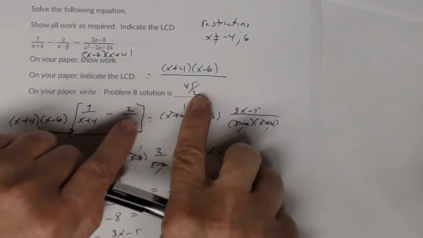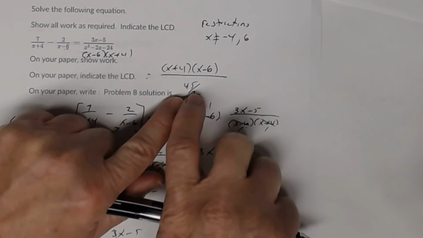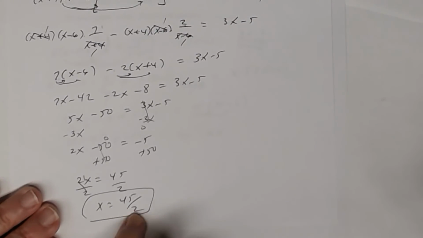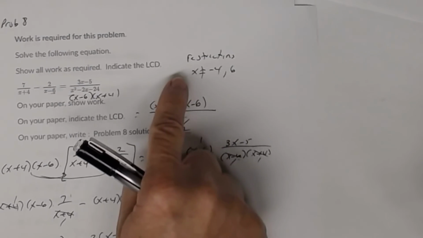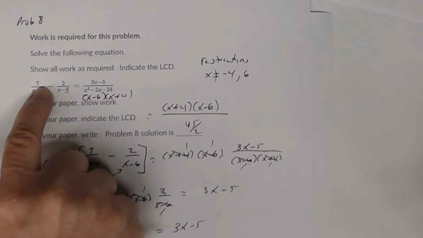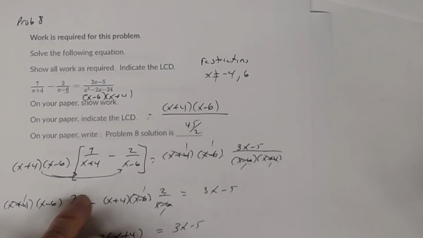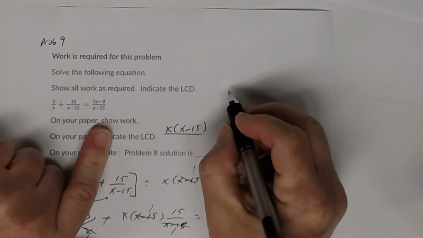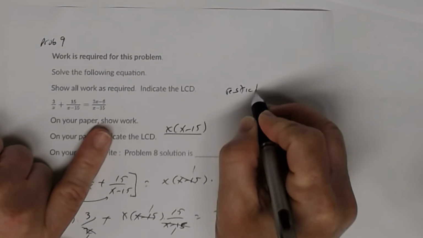So those are restrictions. So basically, x cannot equal those two numbers. So when I solved this, if you recall, you had to first of all check to make sure it was not a restriction. And it wasn't. So that's why we automatically said that 45 over 2 would be a solution, because 45 divided by 2 does not make my denominator 0. Because remember, when you divide by 0, that is undefined.